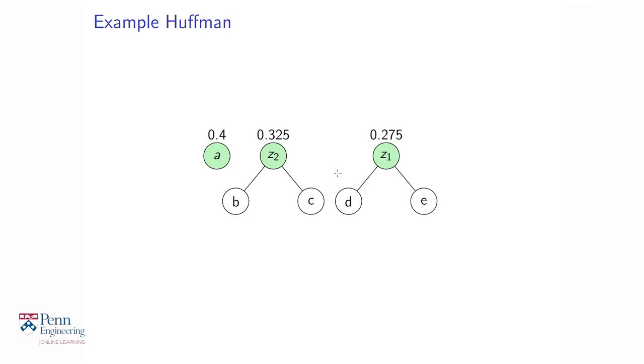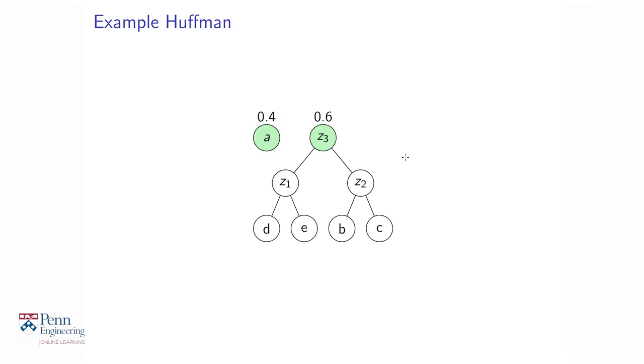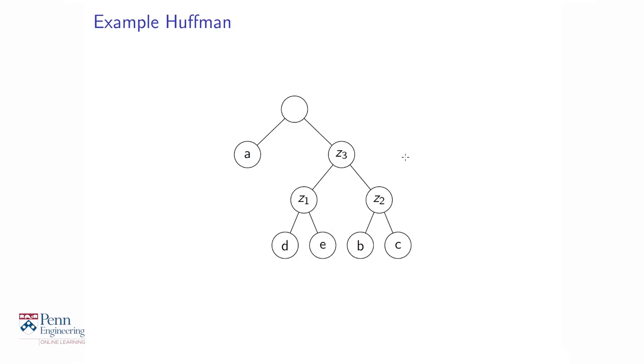Now the two least frequent symbols are Z2 and Z1. Notice that A is still higher frequency than either of these two. So we combine Z2 and Z1 to make a new symbol, Z3, which has frequency equal to the sum of those two, which is 0.6, and we are down to two symbols, A and Z3. At this point, we build the tree trivially. A gets the bit 0, and Z3 gets the bit 1 as its encoding.